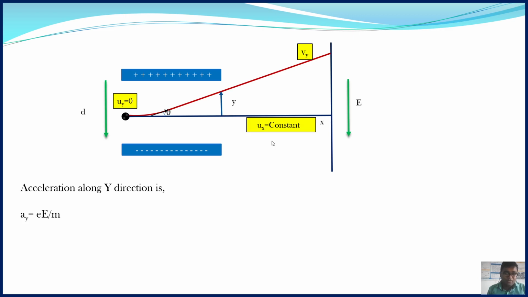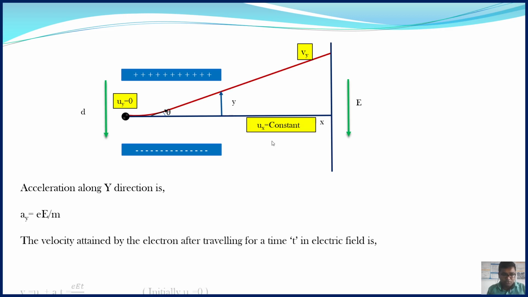Now let us calculate the velocity attained by the electron after traveling for a time t in the electric field. That means we are going to calculate the y velocity. The y velocity will be calculated by using the kinematical equation vy equals uy plus ay t. Here uy equals 0, so our equation becomes only ay t. Putting the value of ay, it yields vy equals eE t divided by m.